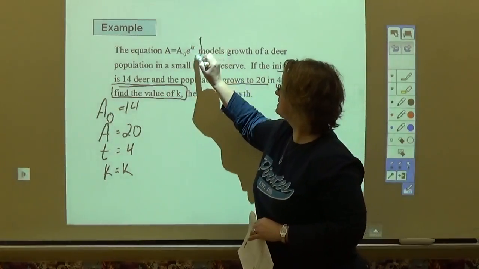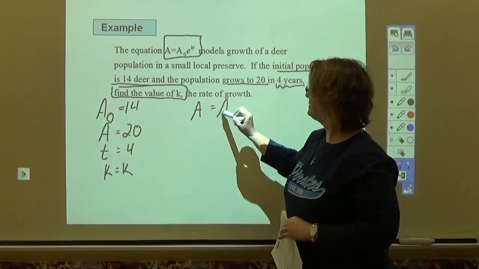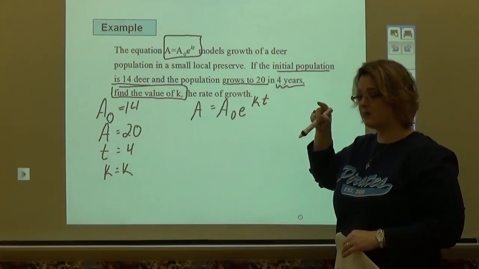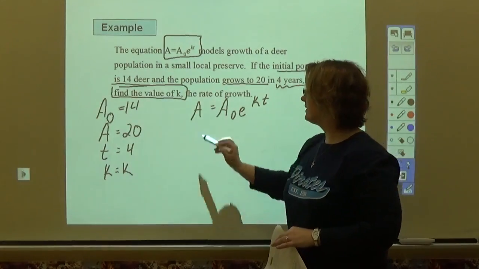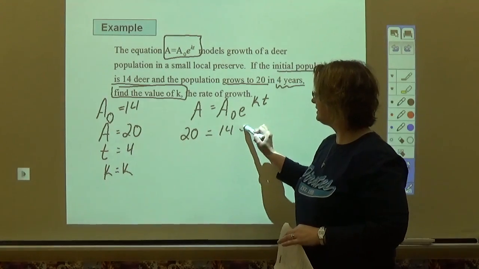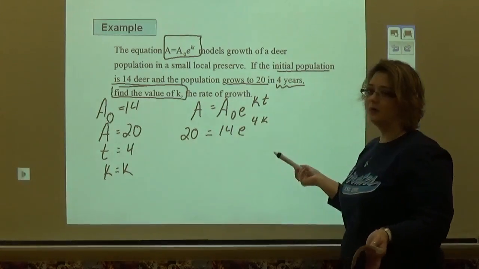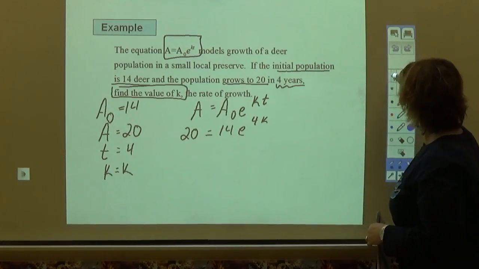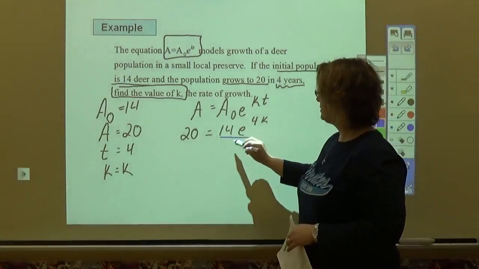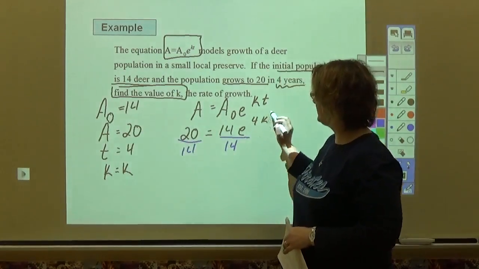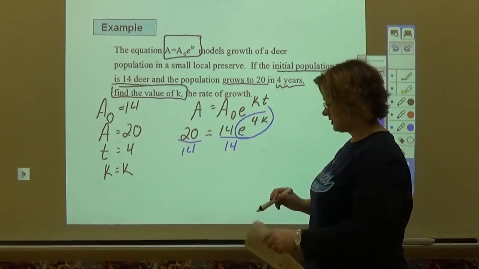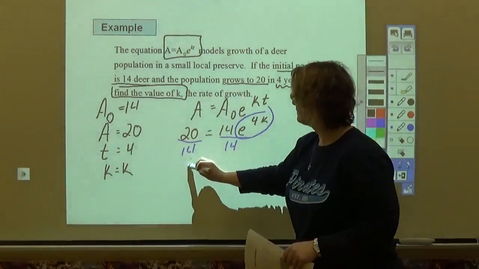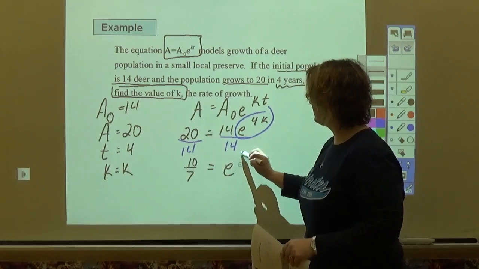So now I just plug into this equation right here. A equals A sub 0 e to the kt. You should always copy that, write it first. You'll memorize it that way. And then you know exactly where to plug things in. So this is 20 equals 14 e to the 4k. We always put the coefficient before the variable, so it's 4k. Then you solve. Okay, so we're going to divide both sides by 14 because we need to isolate the exponential first. So when we do that, we get 10/7 equals e to the 4k.